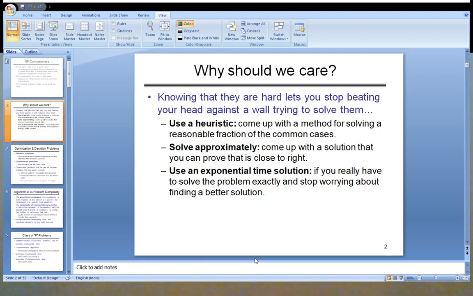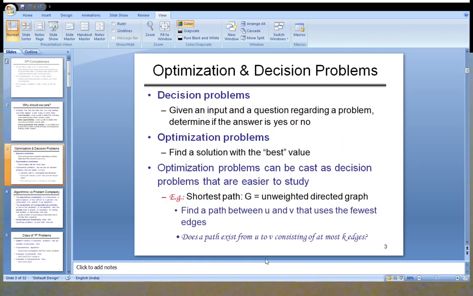And the other portion: there are also NP complete problems that take exponential time. If you really have to solve the problem exactly, and you want to find the best solution, then you take an exponential amount of time, which is a very huge amount of time.